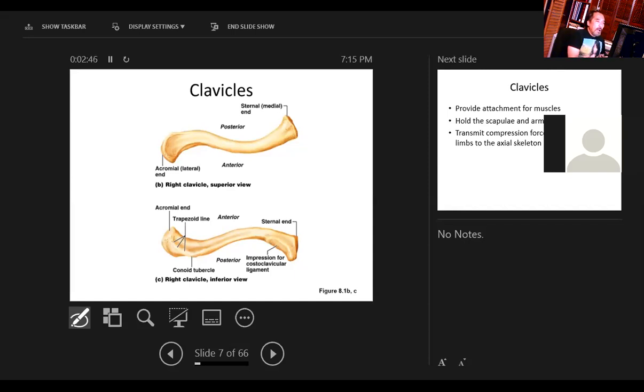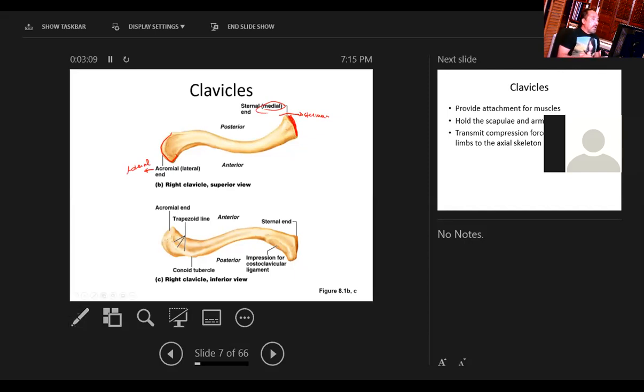The best way to look at the clavicle is to identify the medial and the lateral side. The flat end of the clavicle is on the medial side. That means it goes to the sternum, so that's called the sternal end. So that's going to be medial. And the part that looks like a duck beak, we're going to call the acromial end, and that's going to be the lateral side, okay?